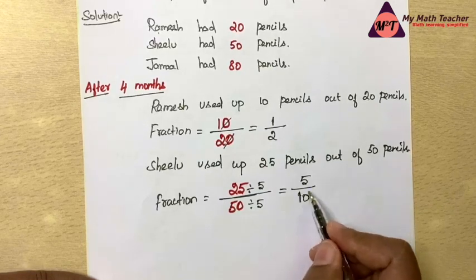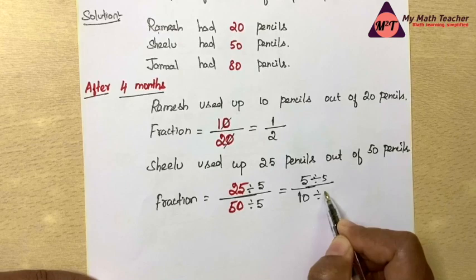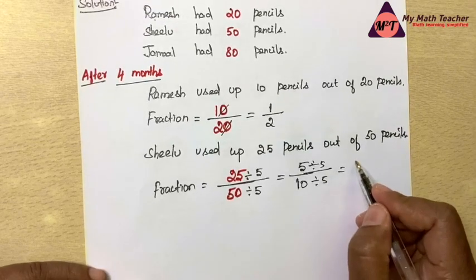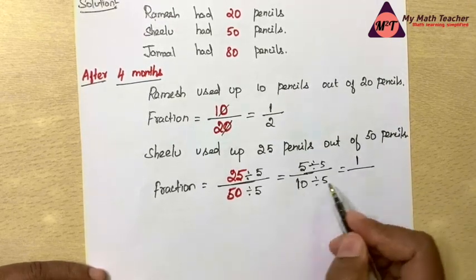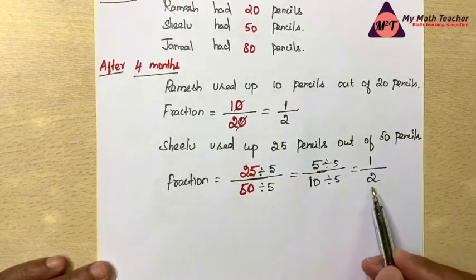Again we can simplify this further. Divided by 5 and also divided by 5. 5 divided by 5 is 1 and 10 divided by 5 is 2. Okay. The fraction is 1 by 2.